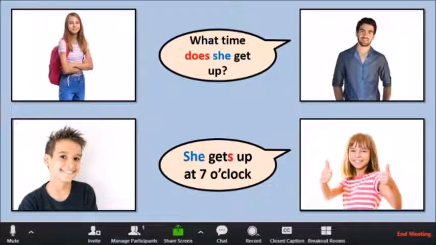¿Ok? Y presten atención que en nuestra respuesta, al verbo, como nuestro sujeto es she, le agregamos la S. Pero si se fija en nuestra pregunta, nuestro sujeto también es she, pero no agrega la S. ¿Por qué? Porque como esto es una pregunta, el verbo no debe agregar la S. ¿Sí? Solamente agrega S o ES cuando es una oración afirmativa. Muy bien, ¿cómo era nuestra otra pregunta?